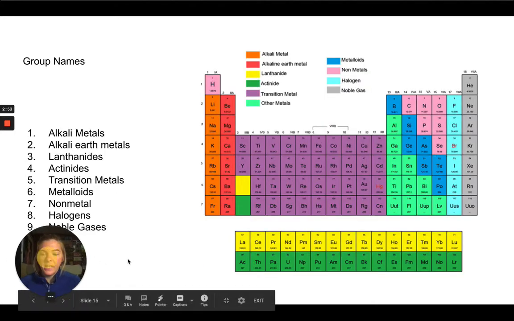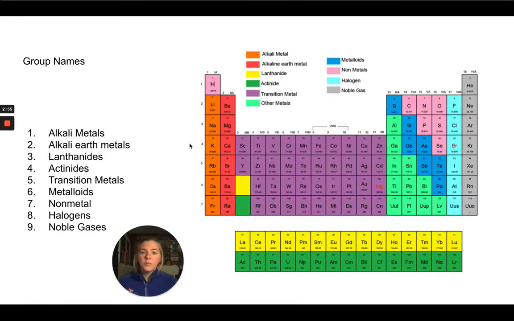So, group names. Let me move my little face here. Each of the groups are organized in a different way. So these are the names of all the groups on the periodic table. The alkali metals, the alkali earth metals, the lanthanides, actinides, transition metals, metalloids, nonmetals, halogens, and noble gases. I'm going to quickly go through those with you. I have not yet decided if you need to know the names of all of them, but you do need to know their properties and just kind of know a little tidbit about them.